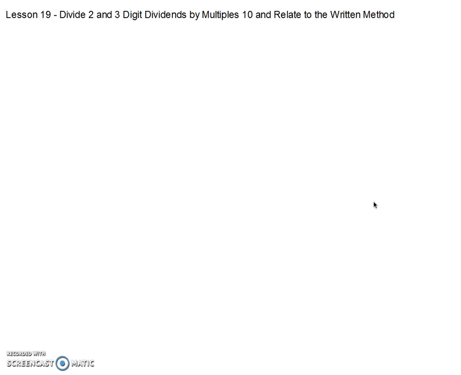Today in Lesson 19, we're going to be dividing 2 and 3-digit dividends or wholes by multiples of 10, and then we're going to relate that to the written method or the standard algorithm. We're going to take all the things that we've learned in Lesson 16 through 18 and start applying them in a more broad way.